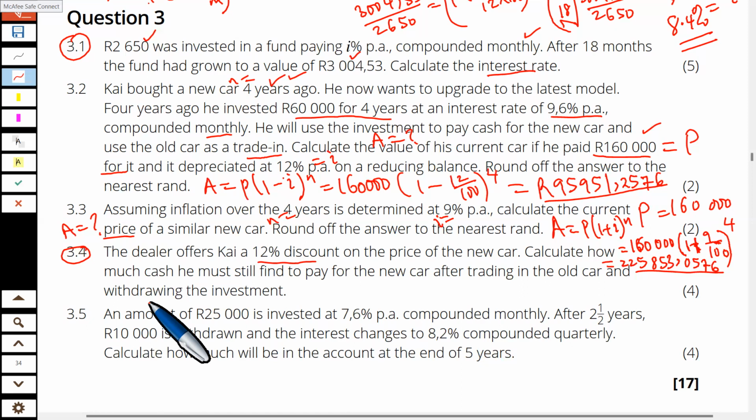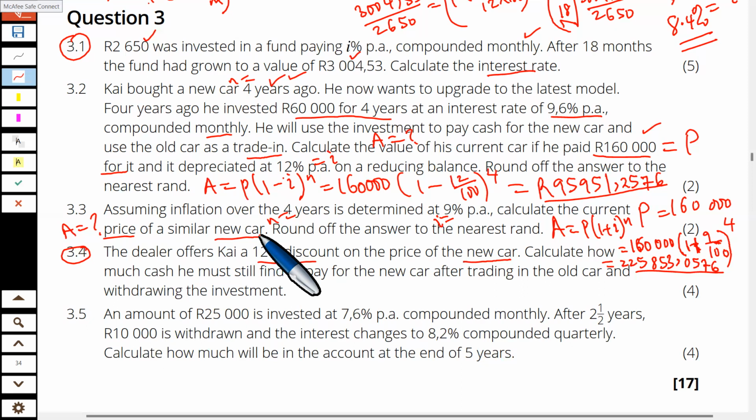Right. So we have that. Let me know when you're done, please. It's a bit tricky, this one. So you need to do it step by step. The dealer offers Kai 12% discount on the price of the new car. So we have already said here, calculate the current price of a similar new car. So how much is a new car? And then we calculate the discount. That's what you need to do.